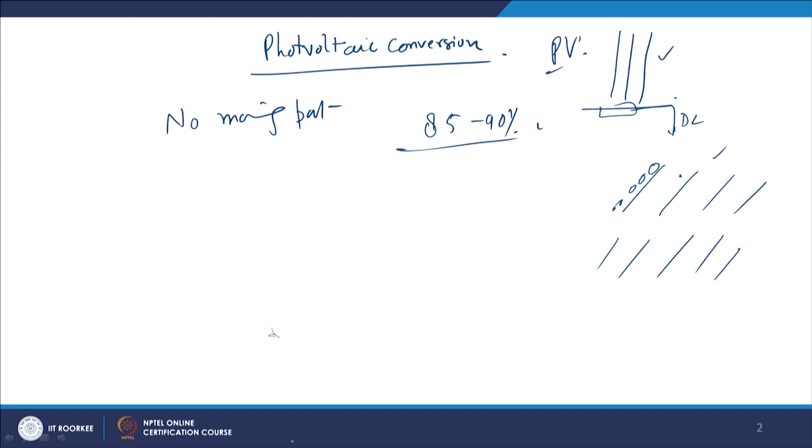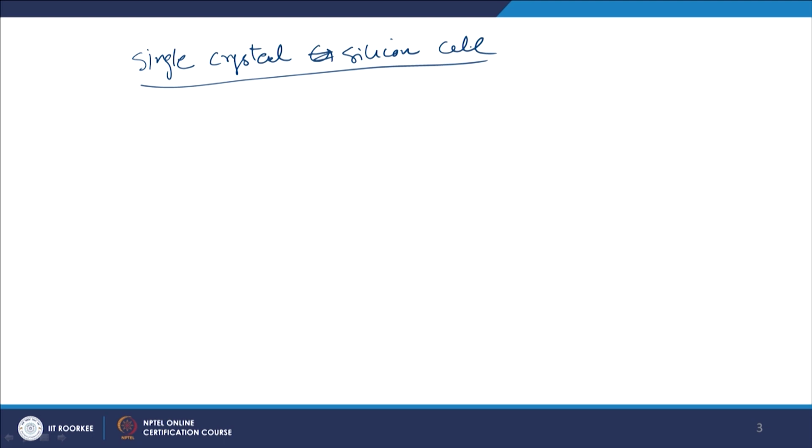Now, the description and principle of working. Take a single crystal silicon cell. There is a wafer of a single crystal; we will not take the entire crystal. We take a wafer of a crystal of about 0.2 mm thickness, just to give you an idea, say 0.25 mm, that is 250 microns.